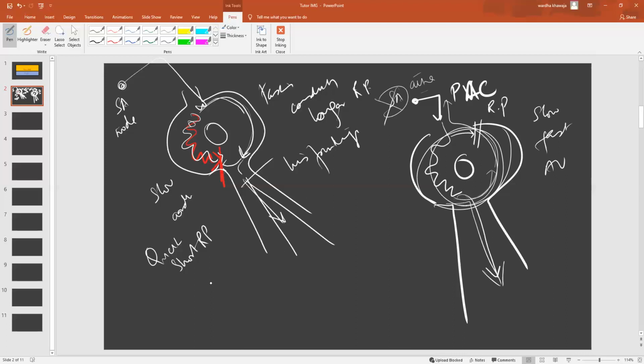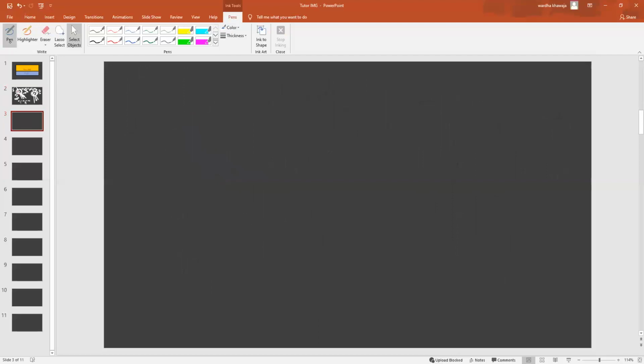So what is happening? In the SA node run world, the SA node is sending an impulse to the AV node, which is then sending an impulse to the His-Purkinje system. So we get a P wave when that happens, and a QRS complex when this happens. But in this world, where now we have the AV node setting up a circus movement, sending out impulses to both the ventricles and the atria, the image would look something like this, with the AV node now running the show and sending impulses to the atria as well as to the ventricles.